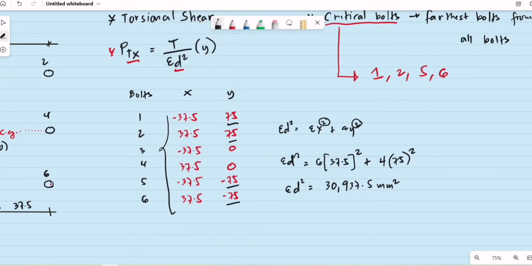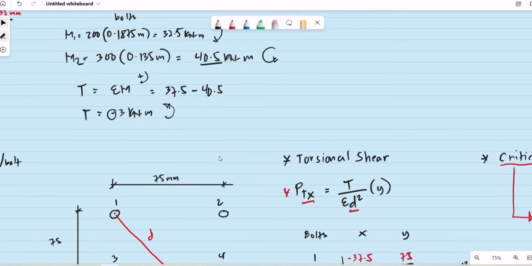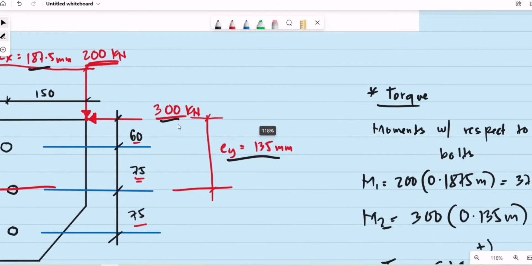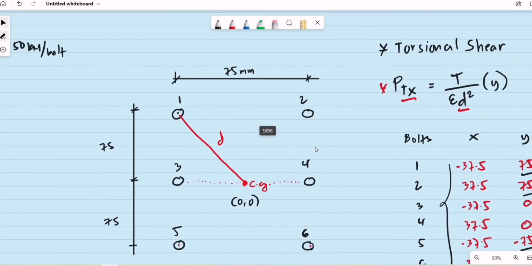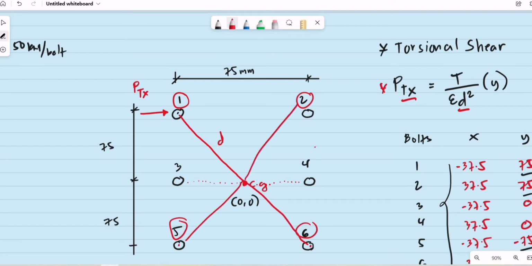Okay, so we can now compute for the direct shear caused by this horizontal loading, the 300 kilonewton load. This time, we are computing for the shear caused by torsion per bolt. So let's say this is P sub T of X. Again, our concern are bolts number 1, number 2, number 5, and number 6. They are equidistant from the center of gravity, and they are the farthest bolts. Therefore, they are the most stressed bolts or the critical bolts.